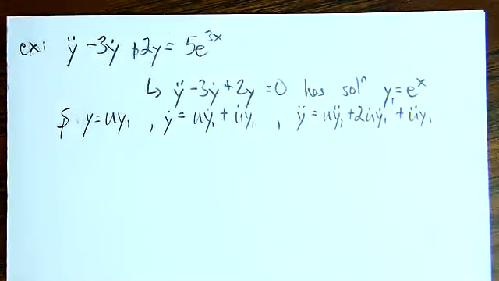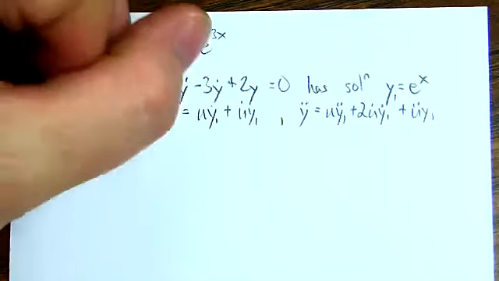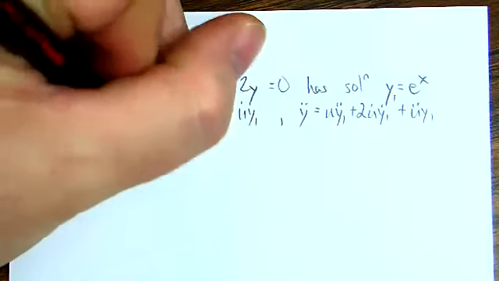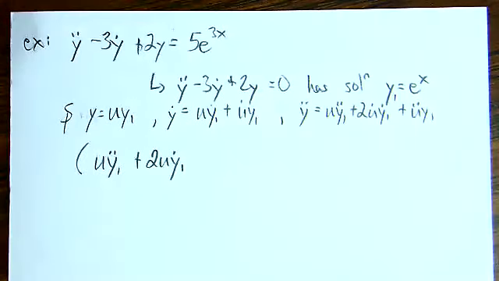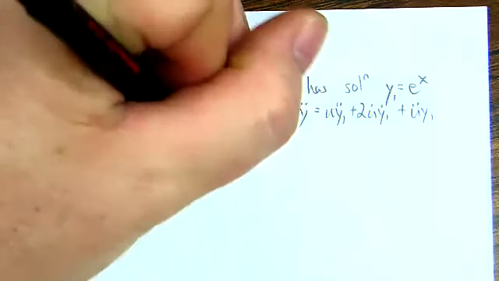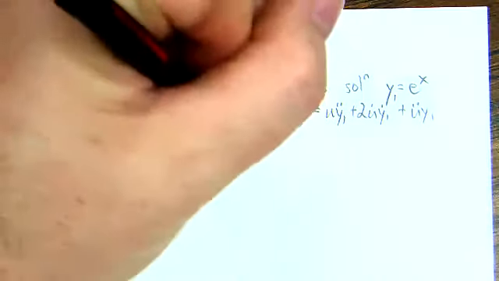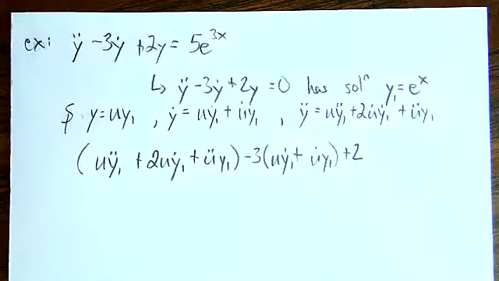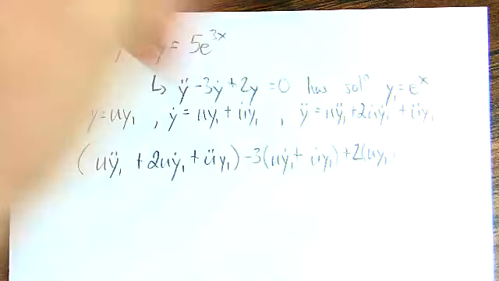So now plugging this information back into our differential equation, we had the second derivative, which was u y1 double dot plus 2 u dot y1 dot plus u double dot y1, minus 3 times y dot, which was u y1 dot plus u dot y1. Plus 2y, which was u y1. And all of that together should be equal to 5e to the 3x.